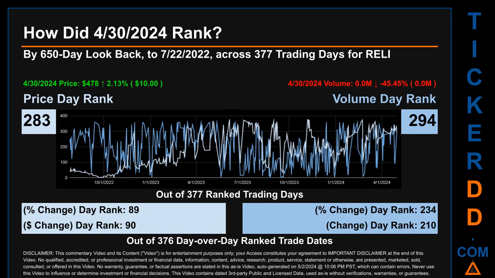The price's day-over-day percentage change, jumping 2.13% on April 30th, 2024, had a day rank of 89 while its dollar difference of $10 had a rank of 90 when compared day-over-day across 376 trading days. Volume's percentage change and difference were ranked respectively at 234 and 210.